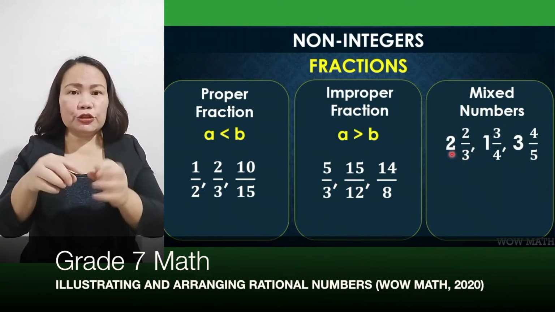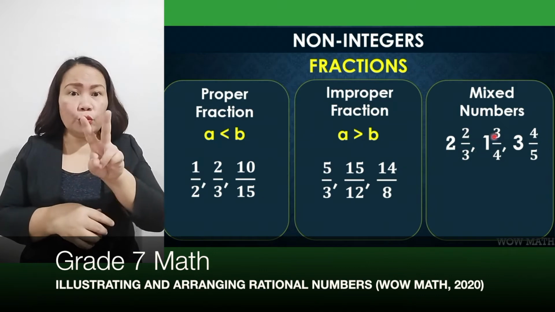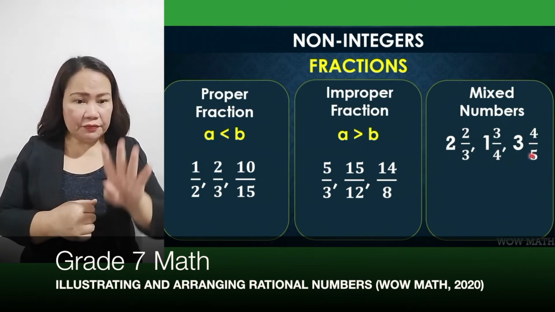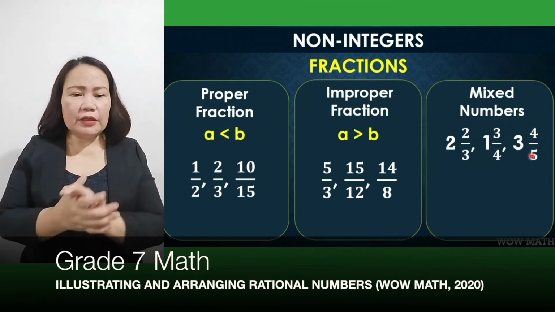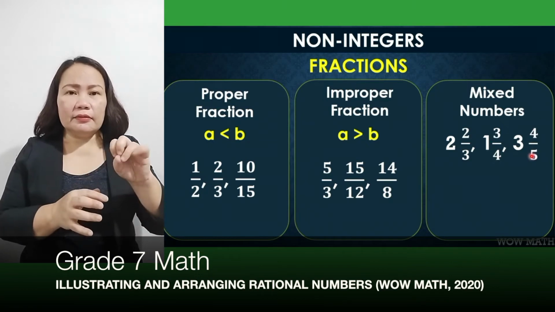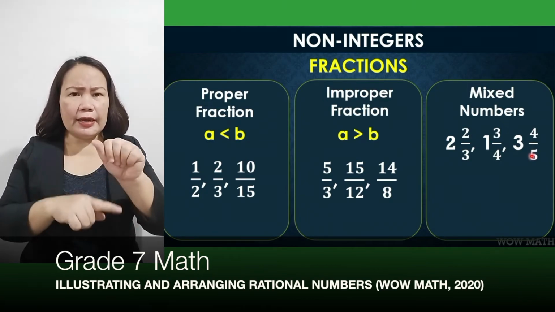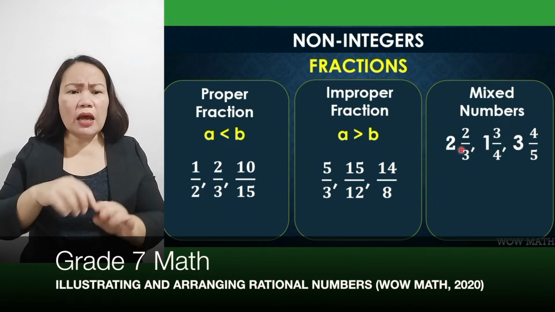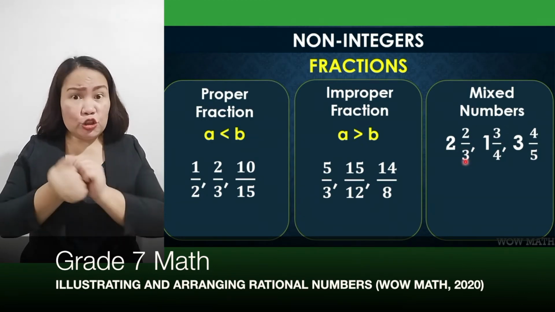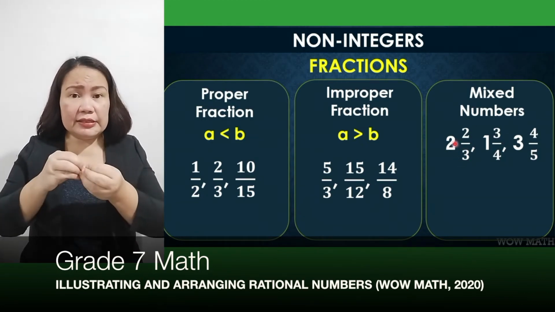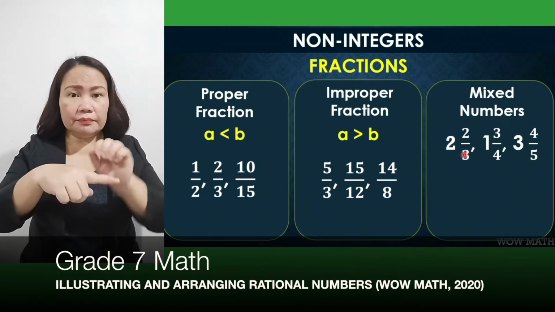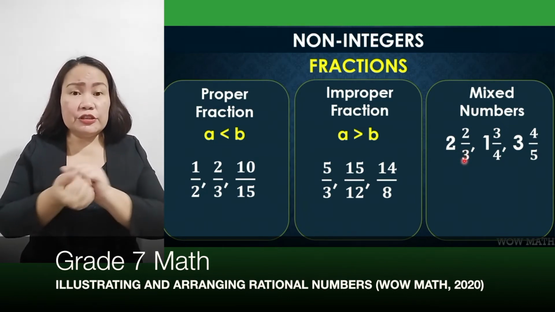So, if I have 2 and 2/3, 1 and 3/4, 3 and 4/5. Now, if you will be asking, a rational number can be expressed in the form of A over B. Yes, we can express mixed numbers as A over B. Diba? We can express this as an improper fraction.